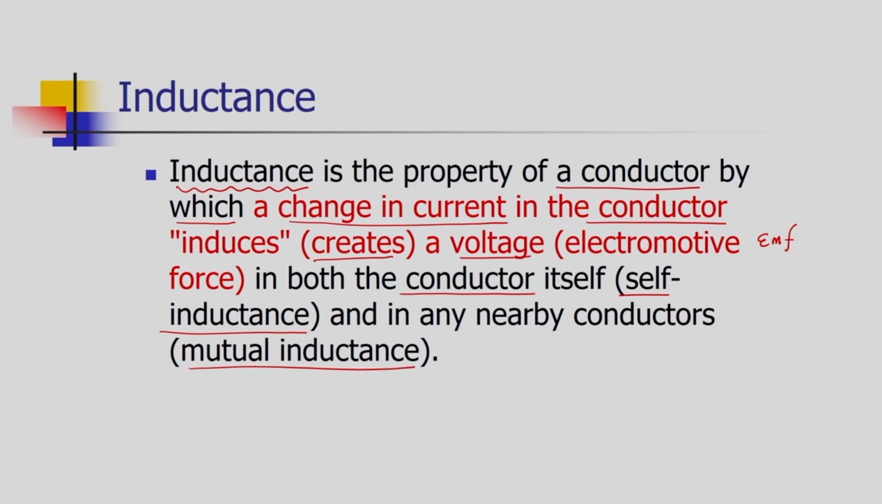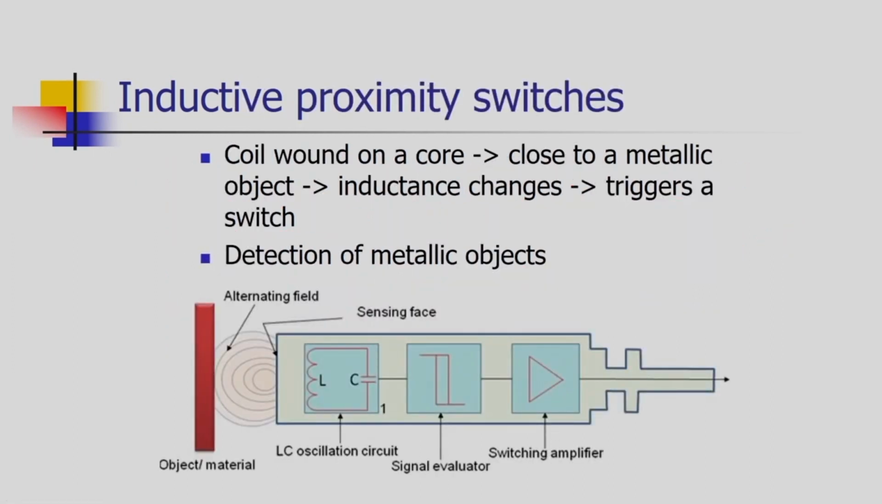This useful electrical property is helping us to develop the inductive proximity switch. A typical construction is shown on your screen. Here we have the LC oscillation circuit, inductance capacitance oscillation circuit, then there is a signal evaluator and then a switching amplifier. The evaluator and amplifier are signal processing devices. When the inductive proximity switch comes in the vicinity of an object or material, it generates the alarm.